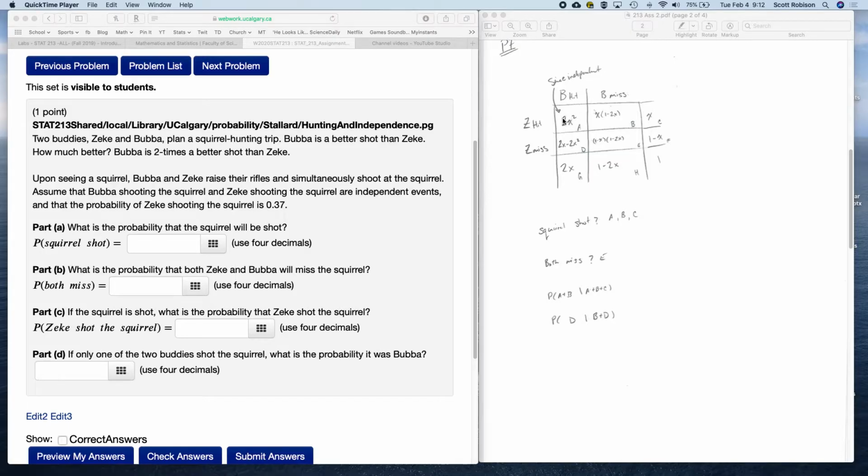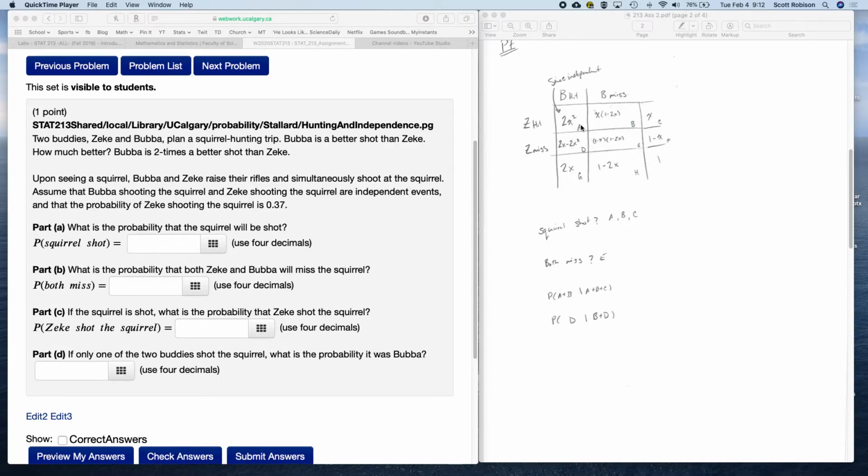So here in this particular quadrant right here, this would be where the squirrel actually gets shot twice, once by Bubba and once by Zeke. You could fill out the rest of the contingency table by knowing that this number plus this number needs to equal this number. This number plus this number needs to equal this number. This number plus this number needs to equal 1. This number plus this number needs to equal 1. And this number plus this number needs to equal this number. Okay, so let's just look at what happened.